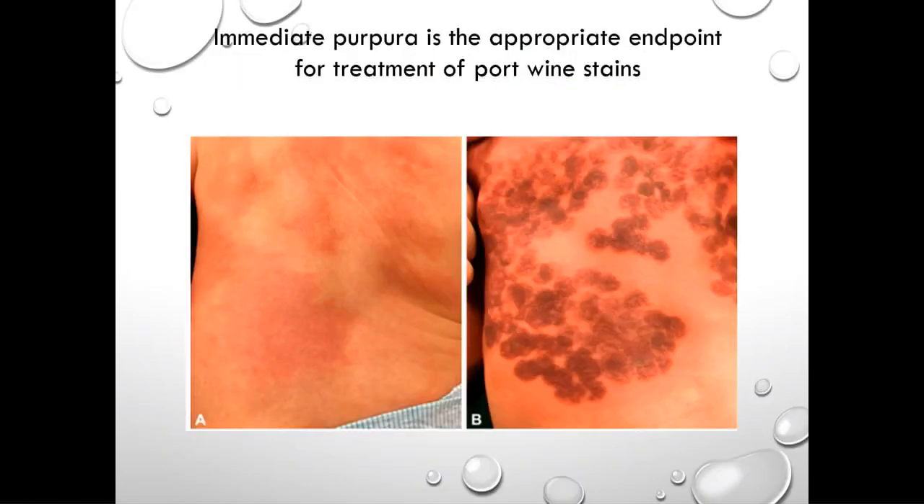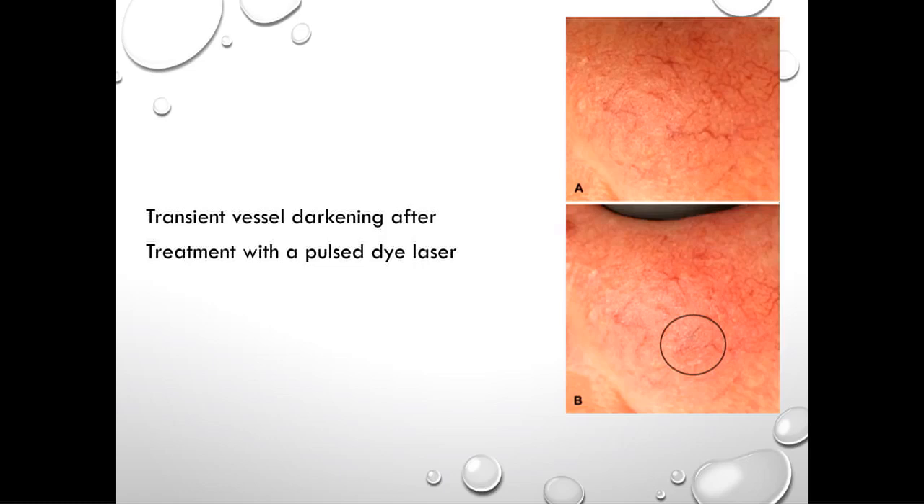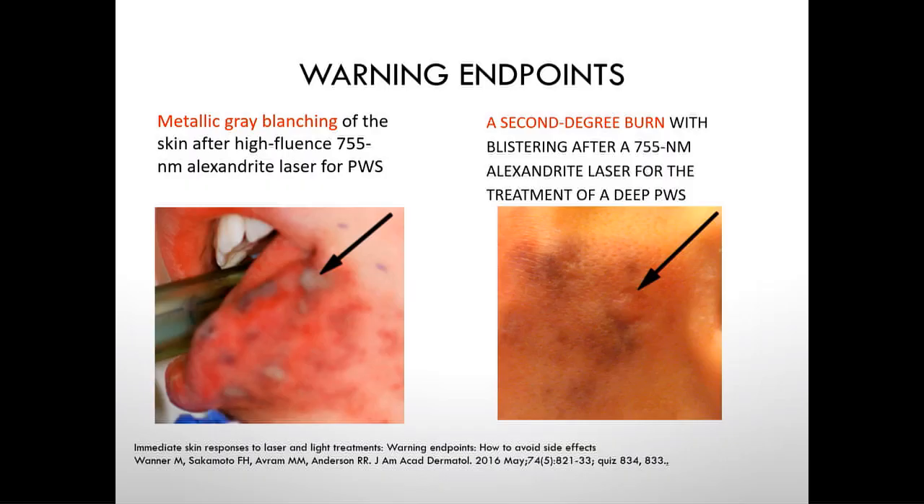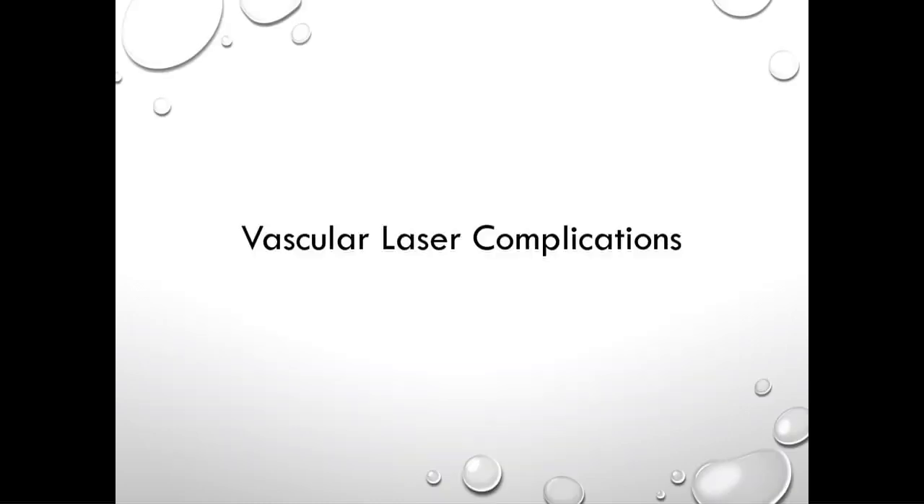duration that you're using. This is immediate purpura for a port wine stain on the trunk, and this is the transient vessel darkening, as you can see below, and here's the vessel disappearance. All are appropriate endpoints, and they correspond to the pulse duration you're using. However, there are warning endpoints, such as metallic gray blanching or second-degree burn with blistering. These are after 755 nanometer alexandrite laser treating port wine stains, so be careful because they can induce scarring.